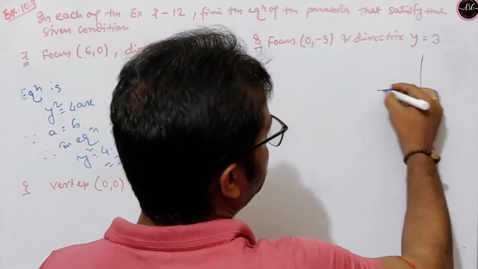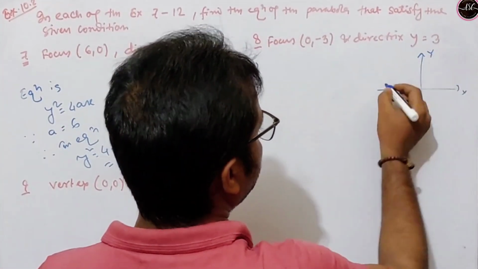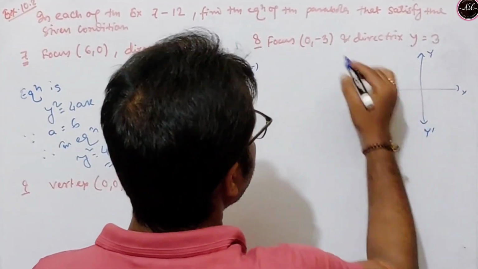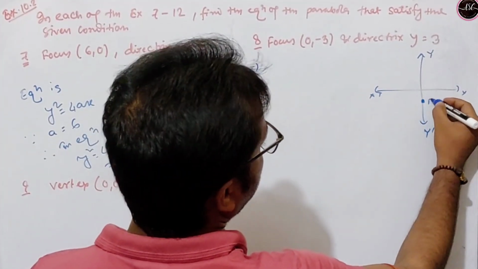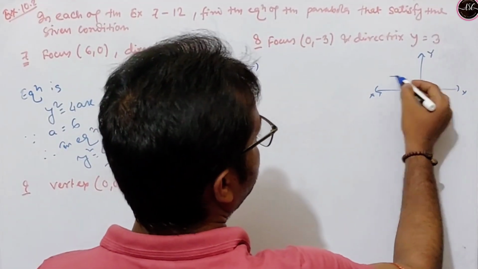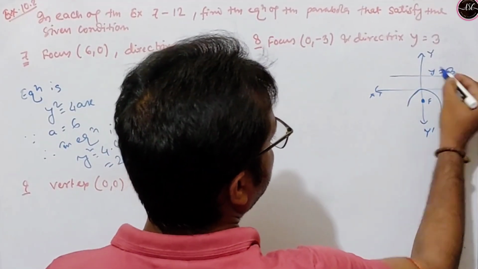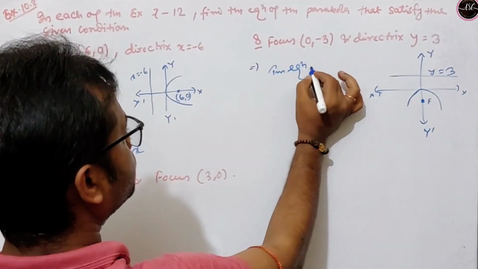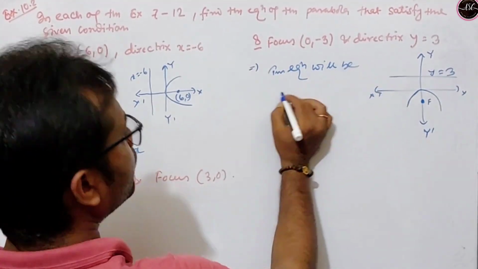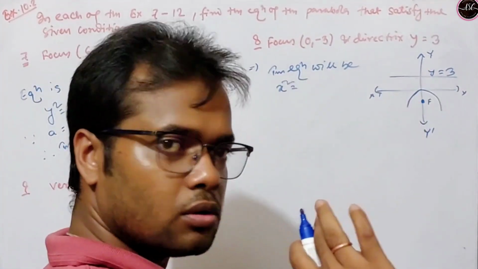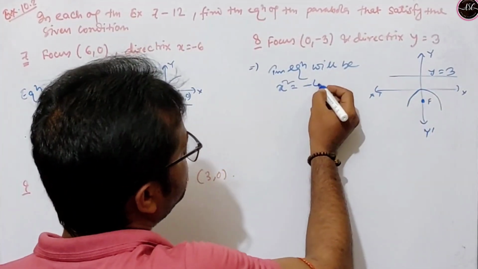Okay, so just draw x, this is y, this is x dash, this is y dash. Focus is 0 comma minus 3, that means here focus, so the parabola is this type. Okay, and the directrix y equal to 3. So the equation will be x square is equal to, as downwards, so the coefficient of y is minus, so minus 4ay.